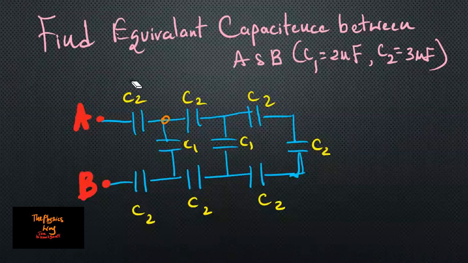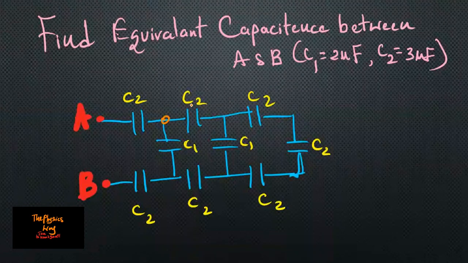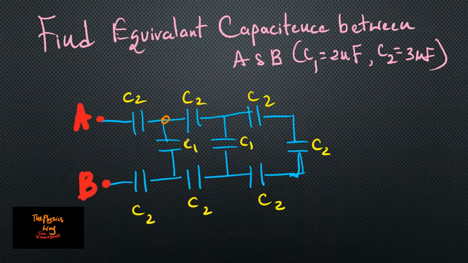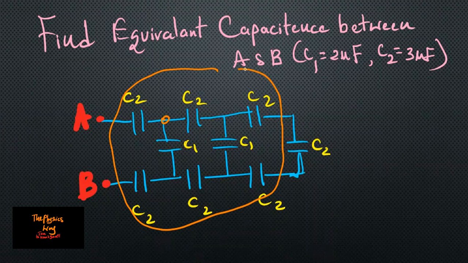Alright, they are asking us to find the equivalent capacitance between A and B, and C1 and C2 capacitors are given. So here we need to identify which capacitors are parallel and which capacitors are in series. If we take these capacitors, we cannot easily identify which are parallel and which are in series.